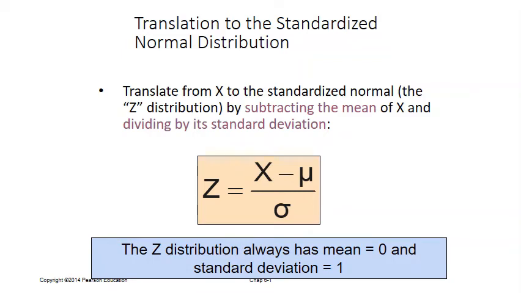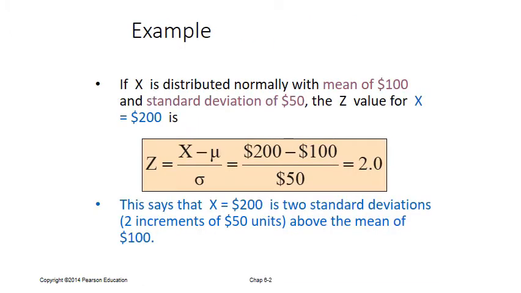Okay, after using this formula, we convert x unit into z unit as you have seen in the previous slide. So here is one more example. If x is distributed normally with mean of $100 and standard deviation of $50, the z value for x equals 200 is given as follows by using this formula. So z equals x minus mu over sigma, and x is 200 and mu is 100. We substitute sigma here and we can get z equals 2.